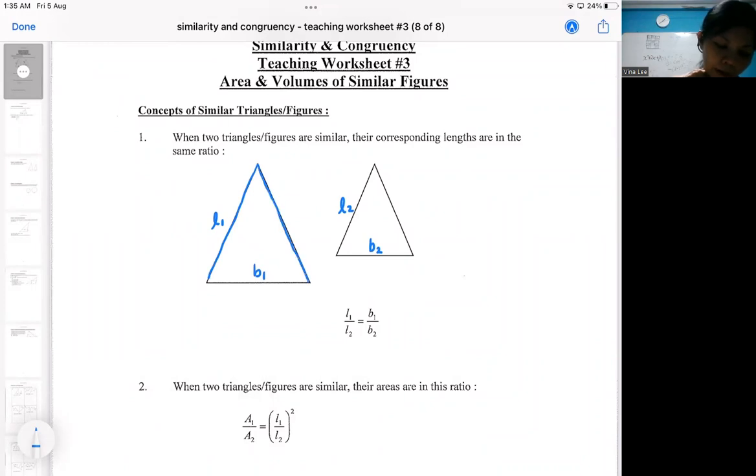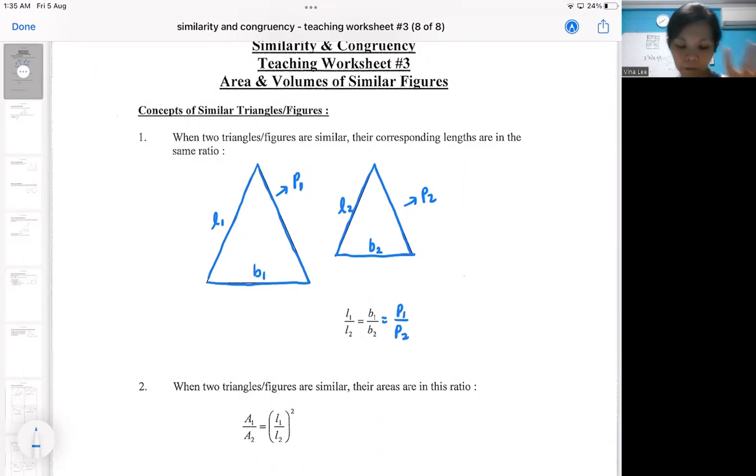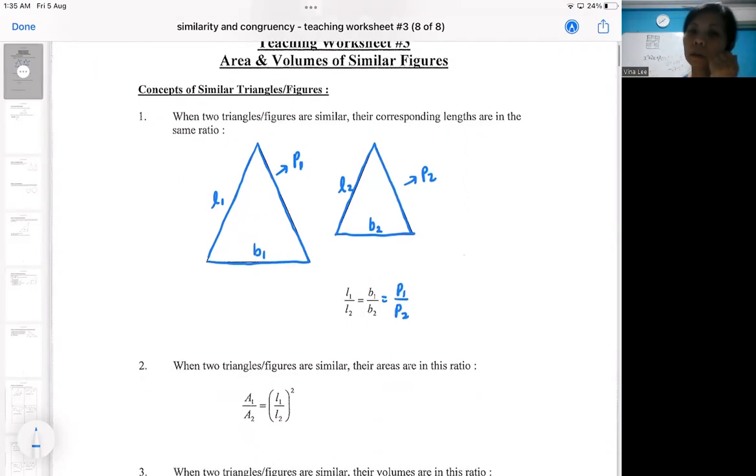If you compare the perimeter, I'm going to call this part P1, perimeter, then this part P2, they will also be in the same ratio. So as long as they are under the length category, any length in a similar figure or triangle, if you explore the respective corresponding length, they will be in the same ratio.